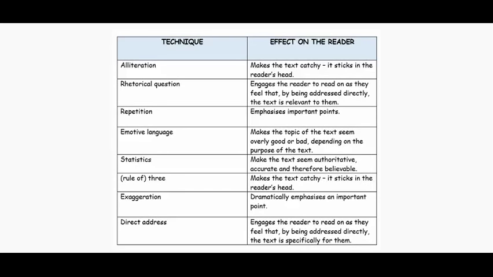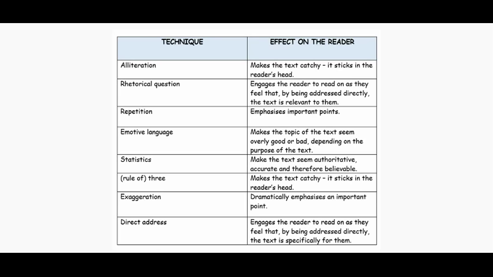Alliteration is always used to make the text catchy and stick in the reader's head. Rhetorical questions are always used to engage the reader to read on as they feel that by being addressed directly, the text is relevant to them. Repetition is always used to emphasize important points. Emotive language is always used to make things sound overly good or overly bad, depending on the purpose of the text. Statistics always make the text seem authoritative, accurate, and therefore believable. The rule of three always makes the text catchy and stick in your head. Exaggeration dramatically emphasizes an important point, and direct address, just like a rhetorical question, engages the reader to read on as they feel that by being addressed directly, the text is specifically for them.